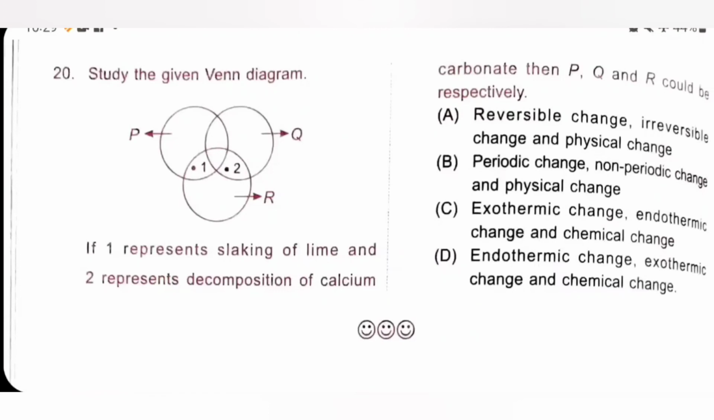Decomposition of calcium carbonate is an endothermic change. It is a chemical change because calcium carbonate breaks into calcium oxide and carbon dioxide by absorption of heat. While slaking of lime releases a lot of heat, hence it is an exothermic chemical change. Therefore, P should be exothermic, Q should be endothermic and R should be chemical change. So, option D, endothermic change, exothermic change and chemical change. Option D is the correct answer.